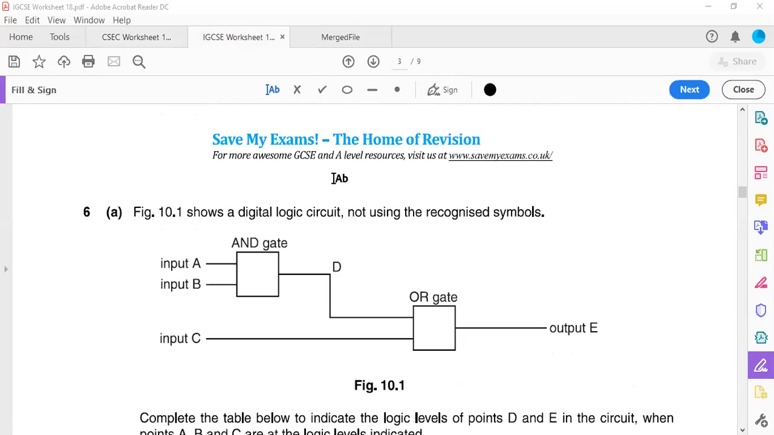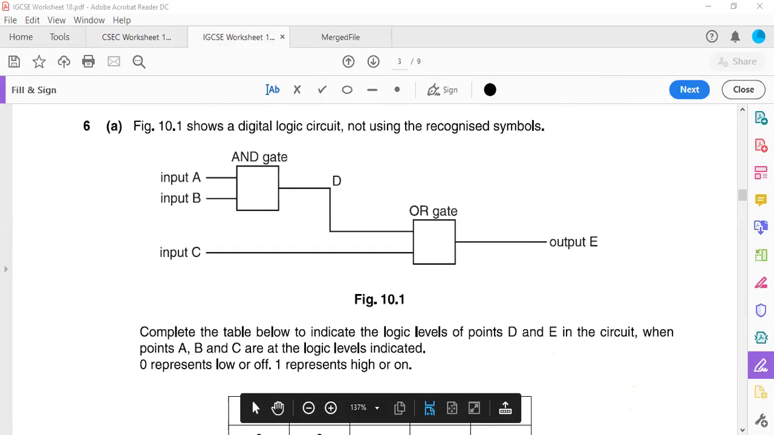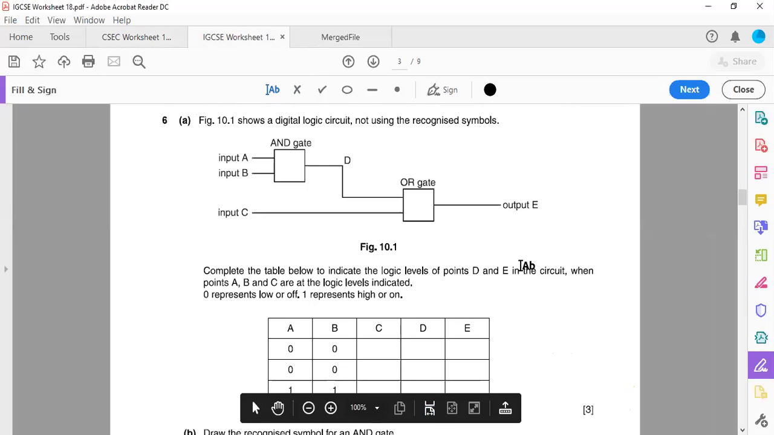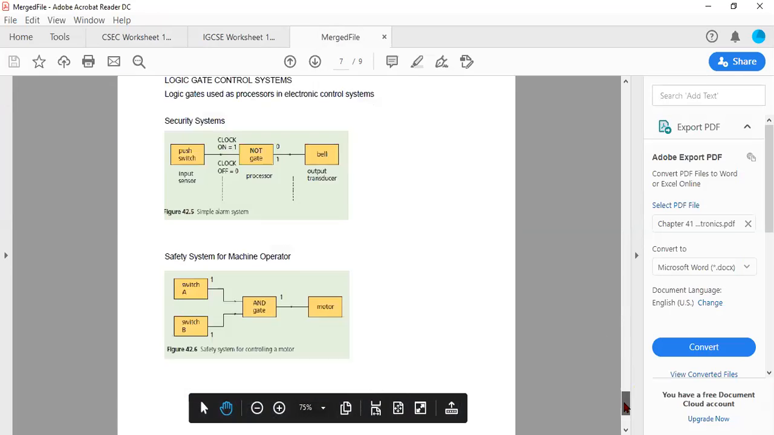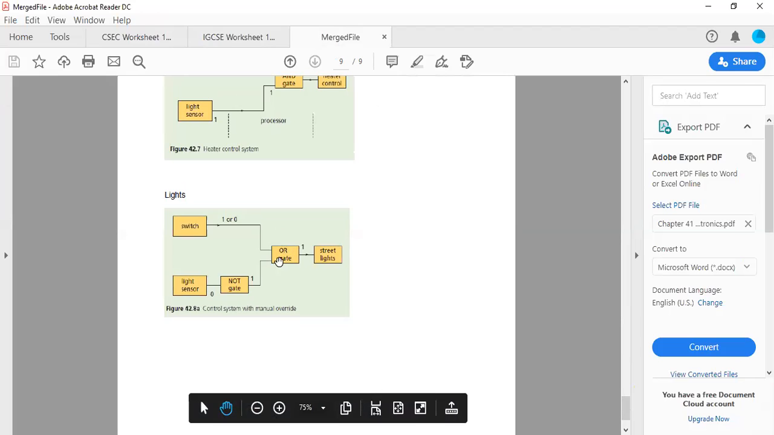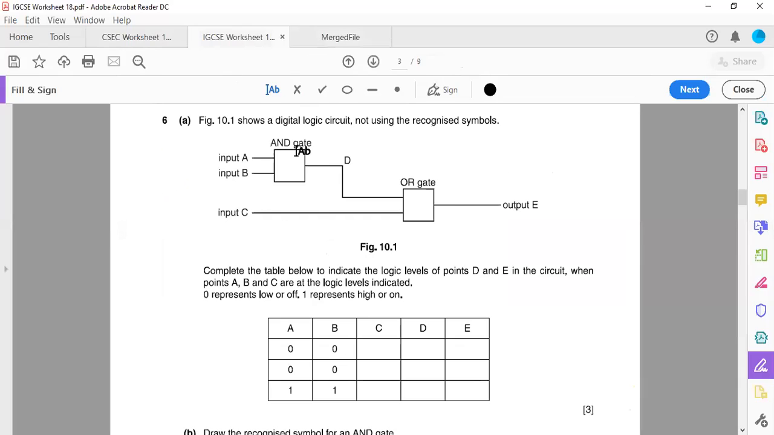Okay, the second past paper question is as follows. Figure 10.1 shows a digital logic circuit not using the recognized symbols. Again, we don't know the symbol, but we know it is an AND gate, just like how I showed in our lecture, where they didn't show the exact gate but just used a square box and put OR gate in it. Similar for this one here. This is an AND gate, this is an OR gate.